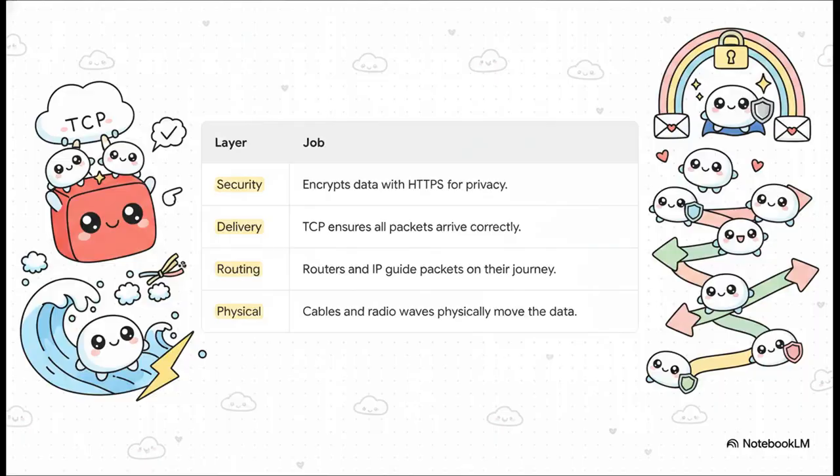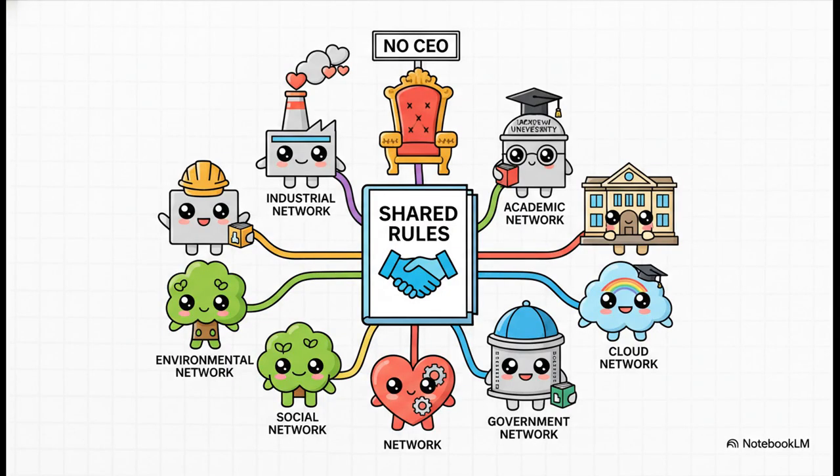It's brilliant. But you know what might be the most impressive part of all of this? No single person, company, or government runs it. There's no CEO of the internet. The only reason it works is because millions of different networks, owned by countless different organizations all over the world, have all agreed to speak the same language and play by the same set of rules. It is one of the biggest collaborations in human history.